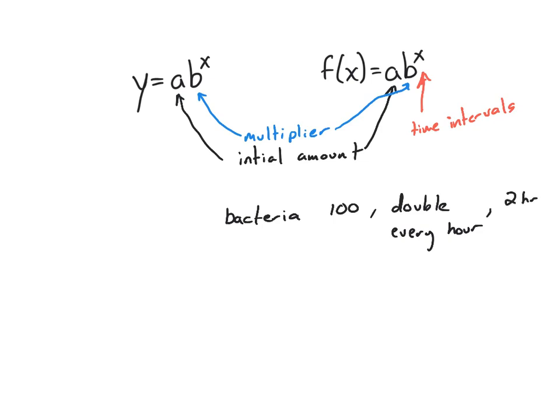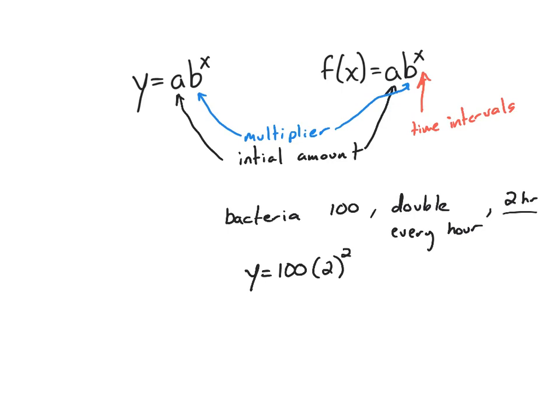So 2 hours. My exponential equation is going to be y, meaning how many bacteria I have at the end of this situation. We're going to start with 100, the initial amount. We're going to double, so it's going to be 200%, so times 2. Since it's doubling every hour, and there's 2 hours, we have 2 time intervals, so to the second power. And if I want to know how much after 10 hours, I'd put a 10 there.